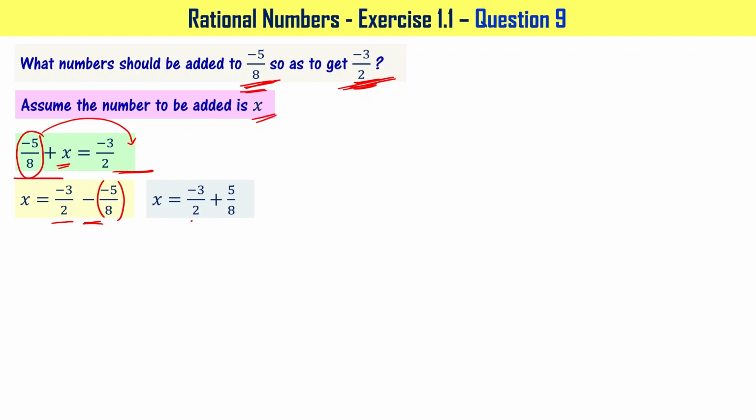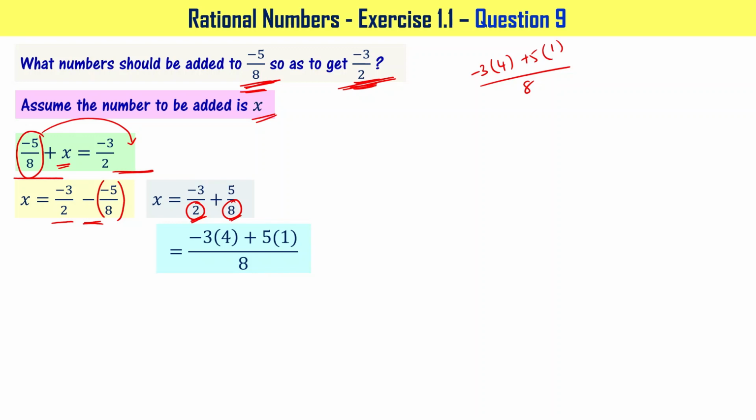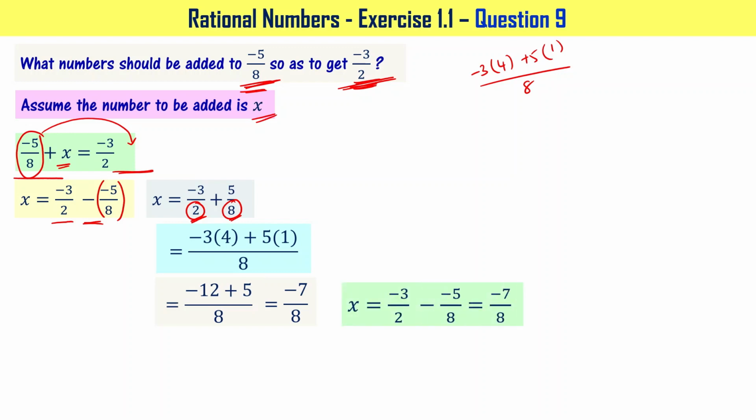Now look at the denominator. We want to add these two numbers. Look at these denominators, 2 and 8. Their LCM is 8, right? Now minus 3 times 8 divided by 2 is 4, plus 5 times 8 divided by 8, that is 1, right? Minus 3 times 4 plus 5 times 1 divided by 8. This is going to be minus 12 plus 5 divided by 8, right? The answer is minus 7 by 8. So what we have to say now is x equal to minus 7 by 8.